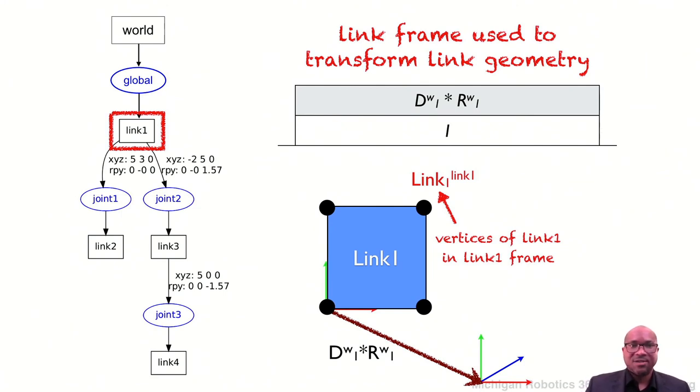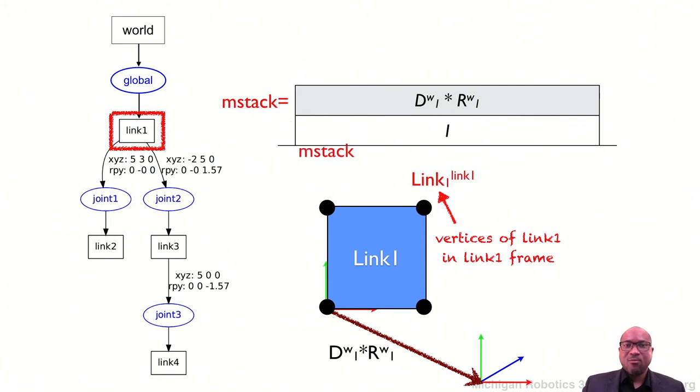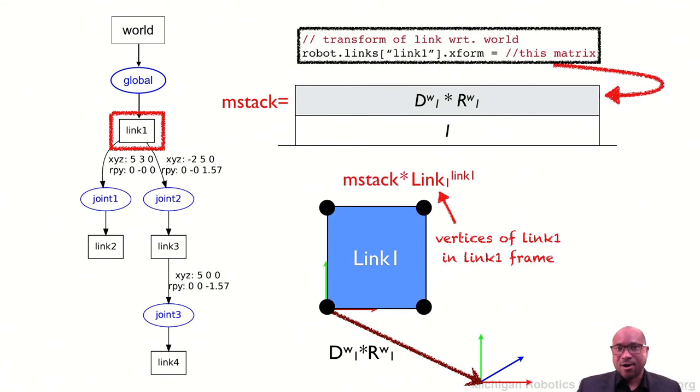But what we're going to do is take the top of the matrix stack here, which represents the current transform of the link frame into the world. We're going to consider the M stack to be a reference to the top of the stack, which, if you're doing this recursively, should be a local variable. Remember to put var in front of this to make it a local variable. But once we have this M stack reference to this transform, we can take that, multiply it by our vertices, and we should note that the M stack, we can store in the transform here.